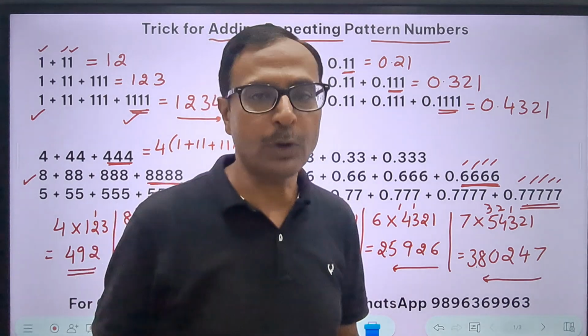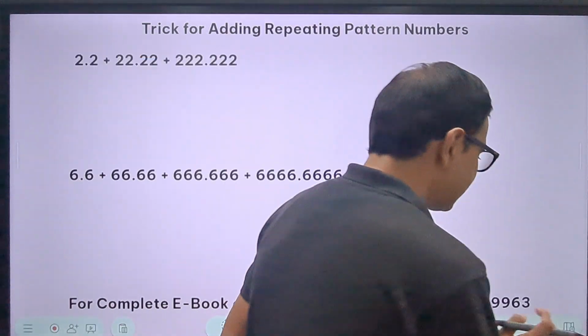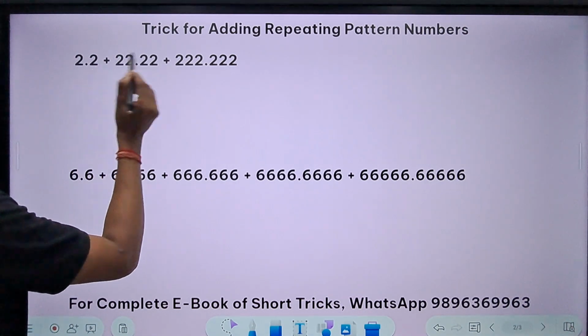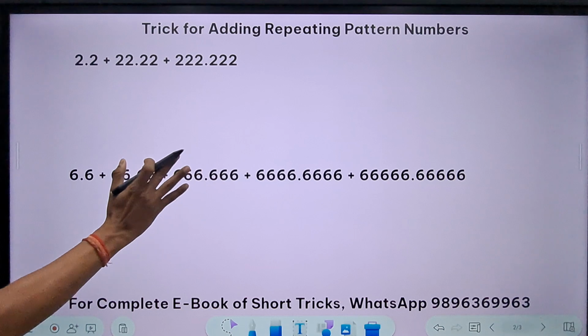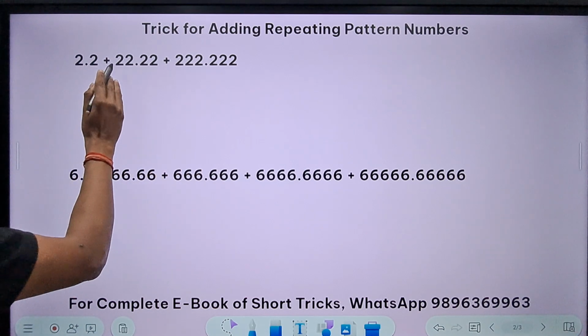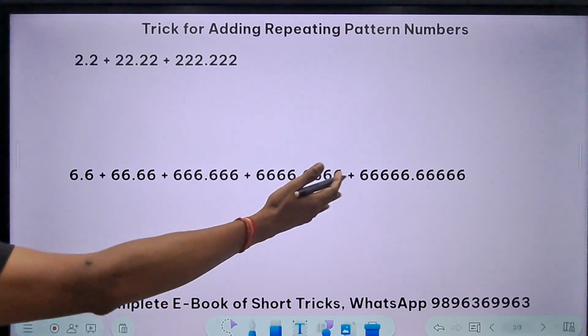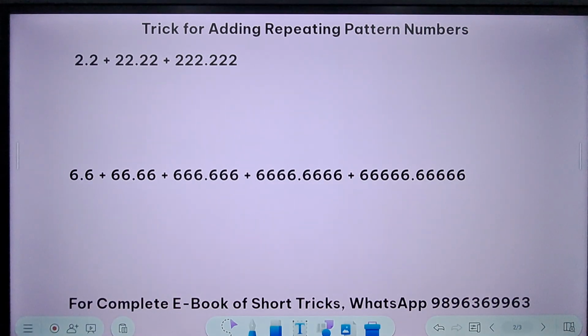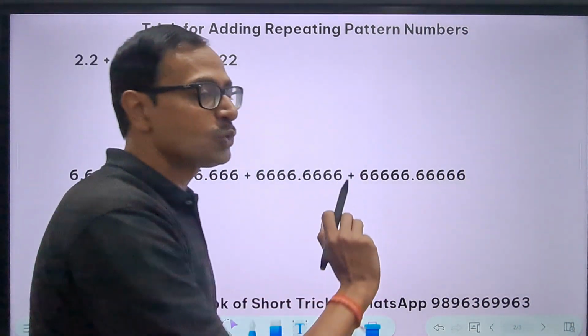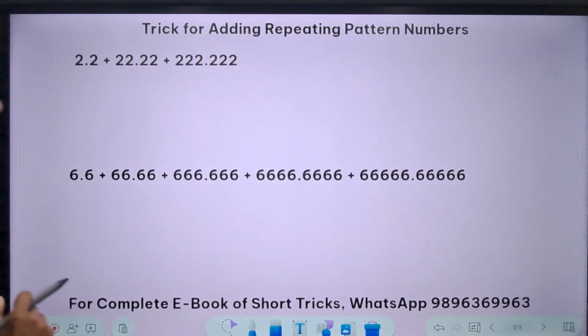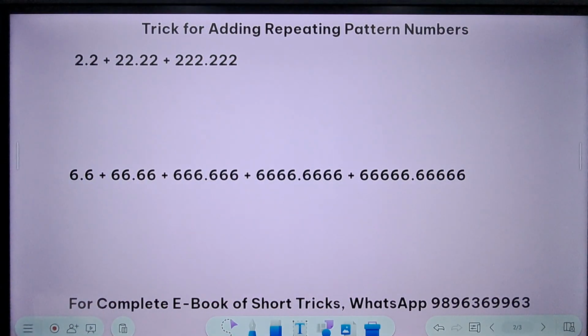Now comes the important part of the video. Let's see these two problems written here. Now we have number before the decimal and number after the decimal being the same number. See, 2.2, 22.22, 222.222, and likewise question of 6 is here. Now we need to add these using the rule which I told you on the previous slide, right? So let's see what happens with this question now.